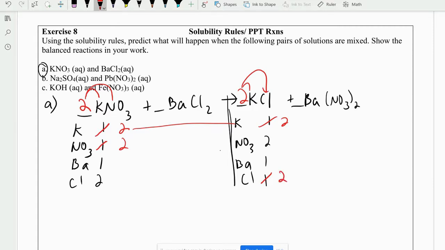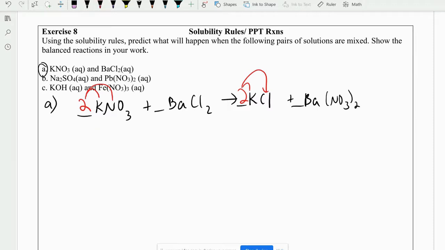I'm looking and I notice that the numbers are identical on both sides of the equation, and therefore my equation is balanced. But what we've done is we've taken 2 reactants, we've determined the products. We haven't determined which one of the products is going to be soluble versus insoluble. That's when we need to look at the solubility rules now.